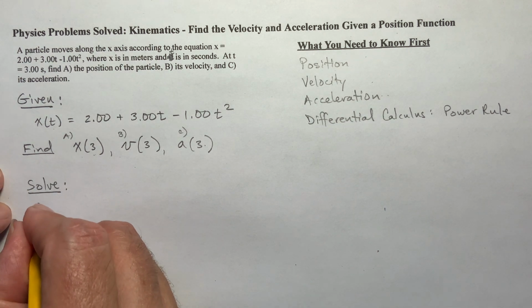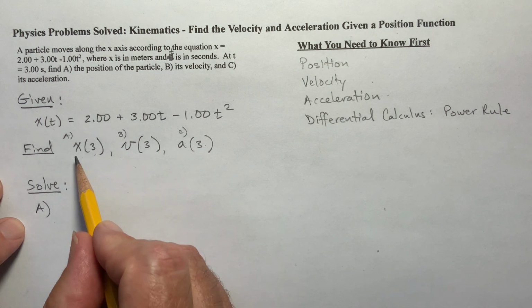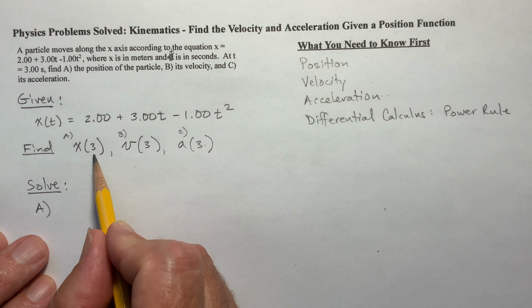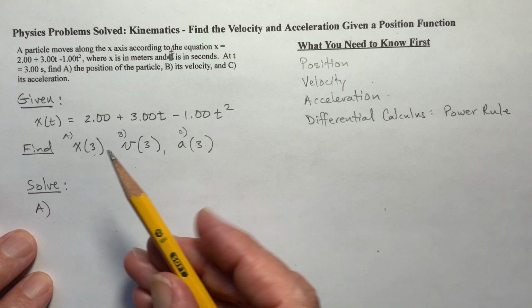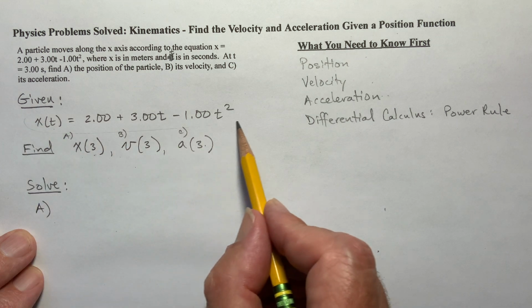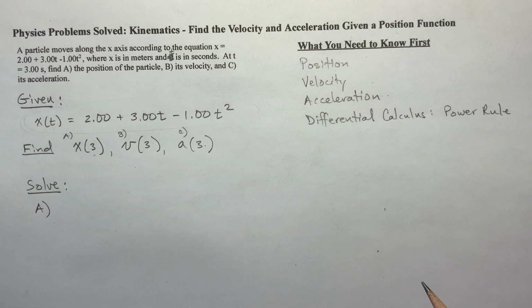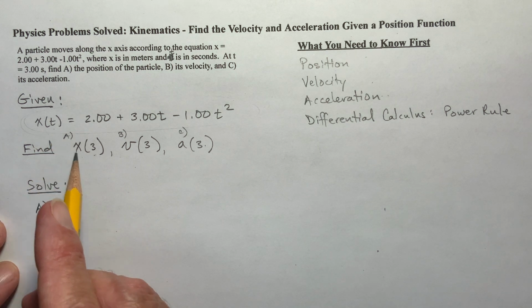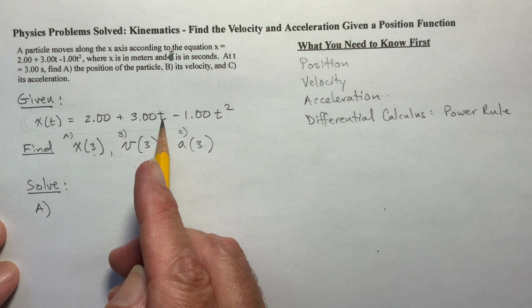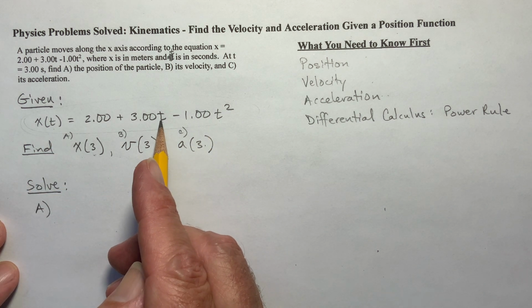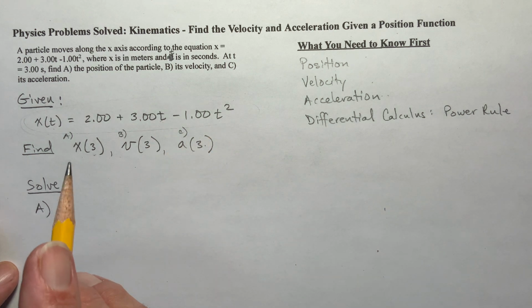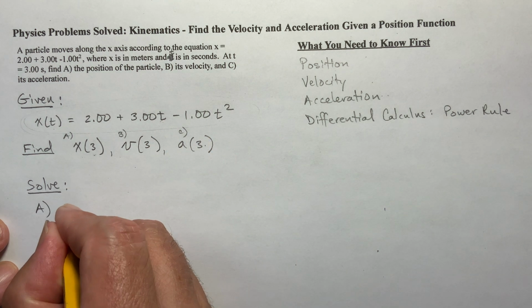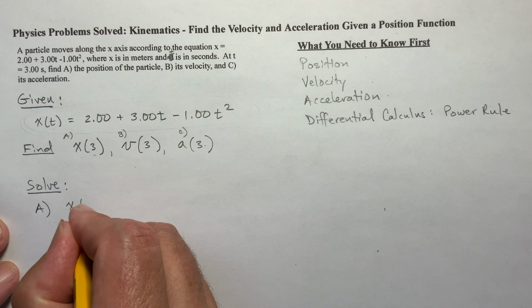Okay, let's do part A. What is the position when time is equal to 3 seconds? Here we have an expression for our position as a function of time. If we want to know the position when time equals 3 seconds, wherever we see the variable t for time, we just plug in 3 seconds. So we're going to do that.